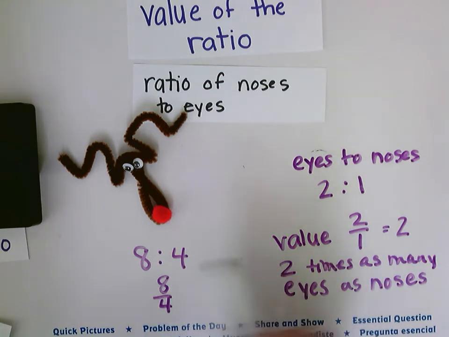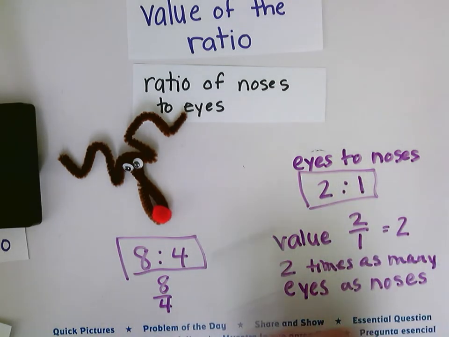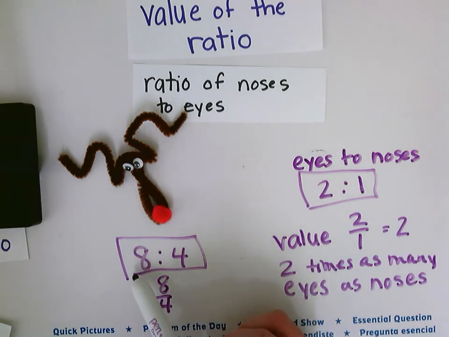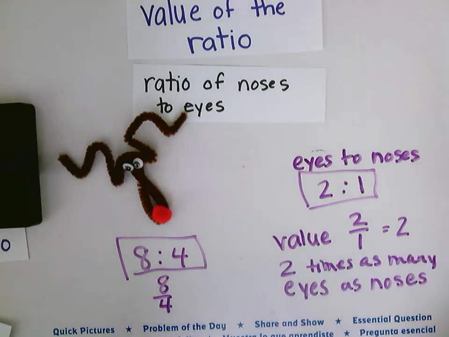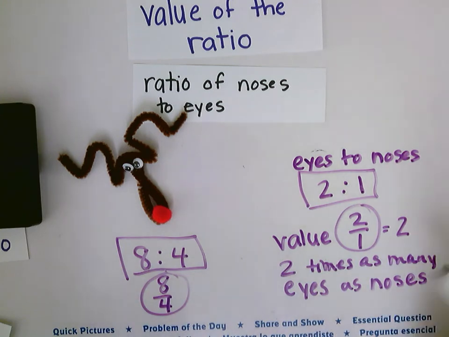That's going to talk about how this ratio, 8 to 4, is equal to the same as this ratio, because we're using that 2 to 1 to figure out I'm going to need 8 eyes and 4 noses if I was going to make 4 reindeer. We're going to look at that in our next video when we talk about equivalent ratios, which are very similar to what we talked about in our last chapter of equivalent fractions. So the value of the ratio is writing that out as a number, as a fraction, or sometimes a whole number.